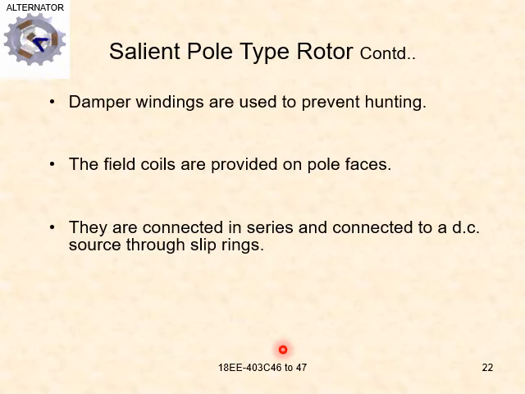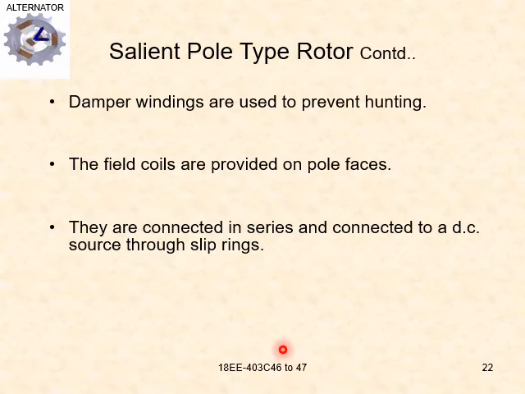Generally, the prevention of hunting by use of damper winding is mainly seen in synchronous motors, which you will study in your fifth semester. The same device of an alternator can be used as both motor and generator. When it is used as a generator, it is called an alternator, and when you use it as a motor, it is called a synchronous motor. So this hunting process takes place in synchronous motors, and you will be learning that in your fifth semester.